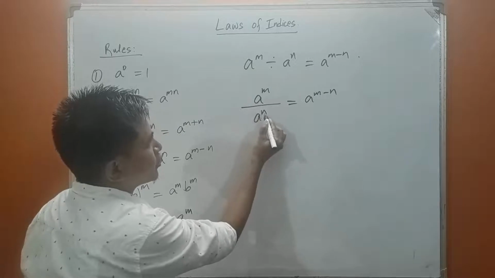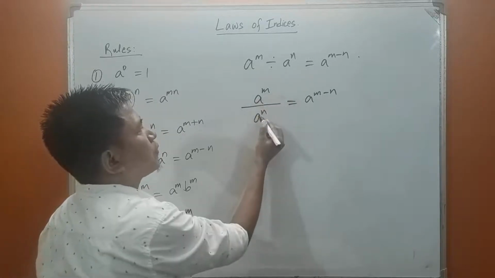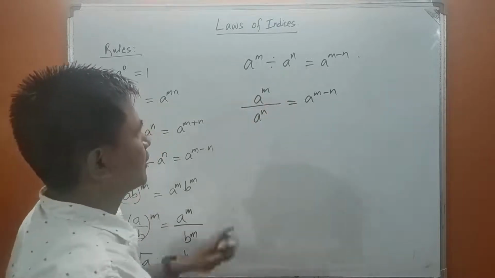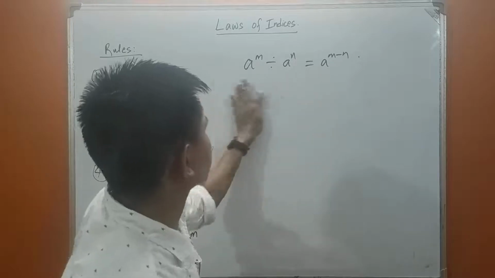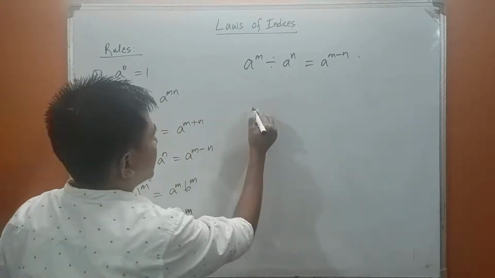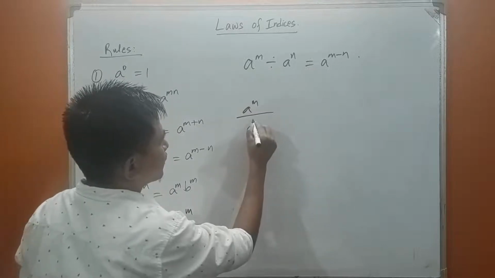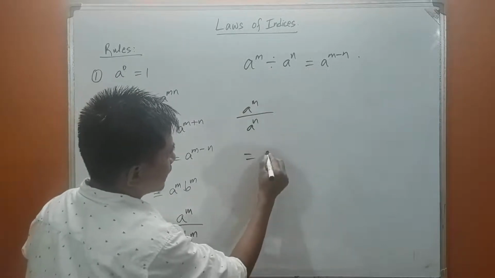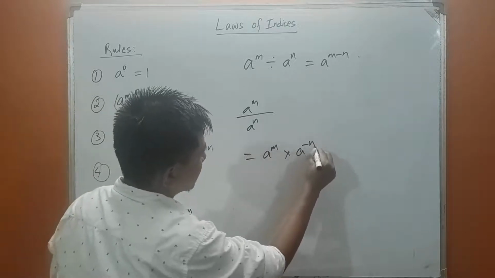When the number is in the denominator, the sign of the power changes if you bring it to the numerator. Let me explain this. a to the power m upon a to the power n gives us a to the power m into a to the power minus n.